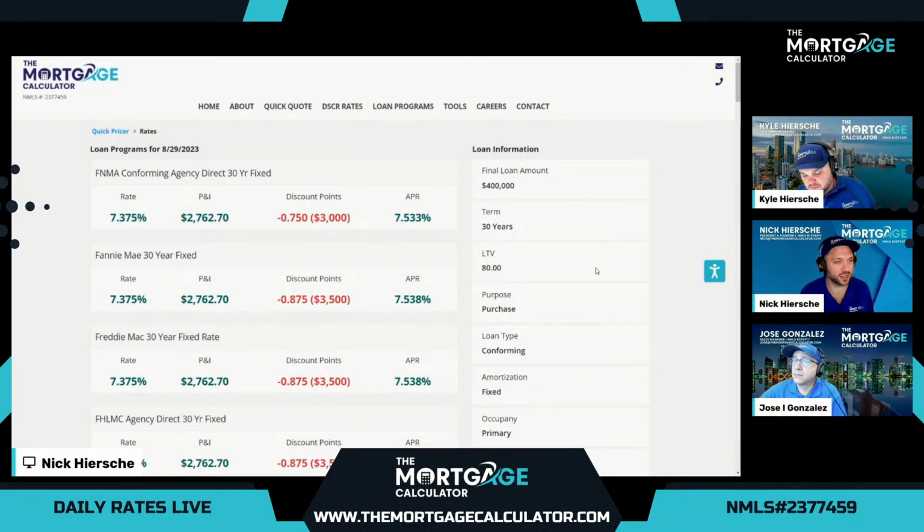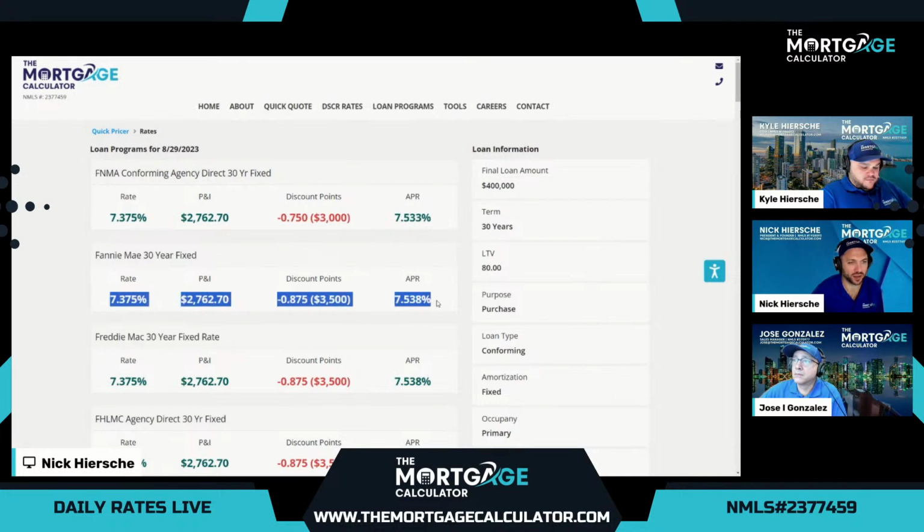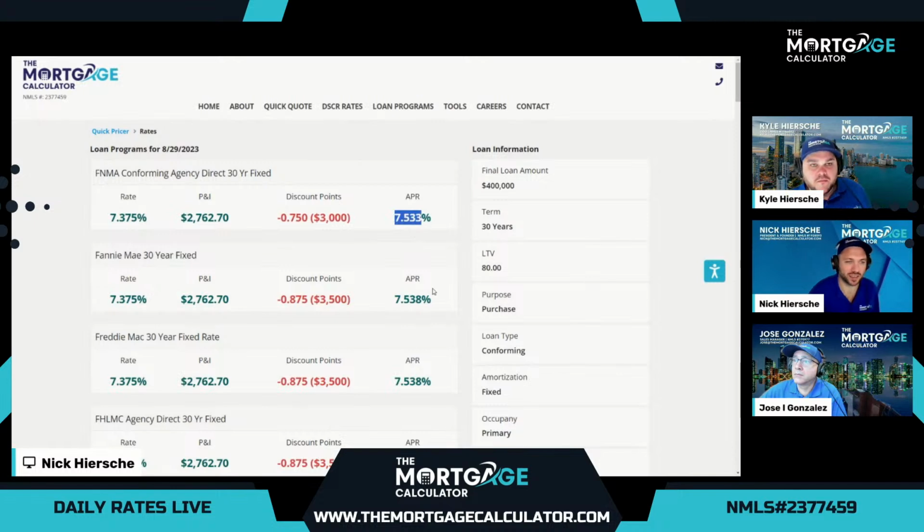Still about the same as yesterday. It's just a touch cheaper. 7.375 rate for 0.75 discount points and costs. Final APR 7.533. I believe yesterday we were at the 0.875 cost here, so 7.538. Very similar cost here as yesterday, but hopefully, again, we see some downward momentum. It looks like the markets have eased up a tad.